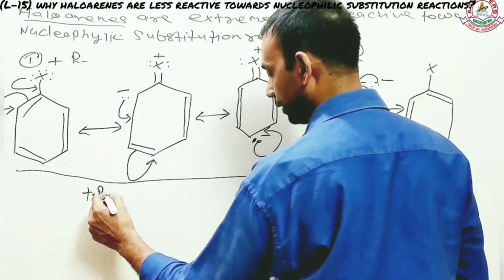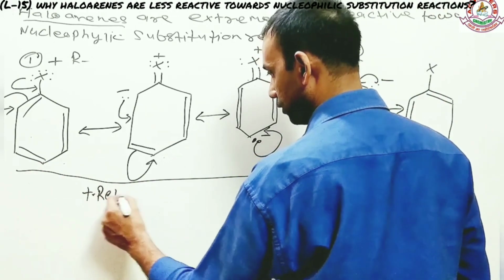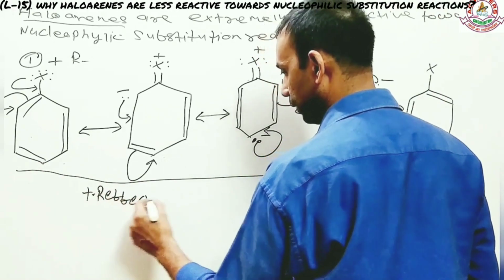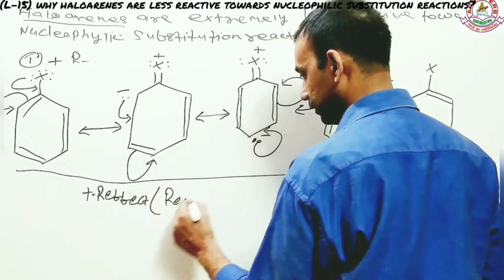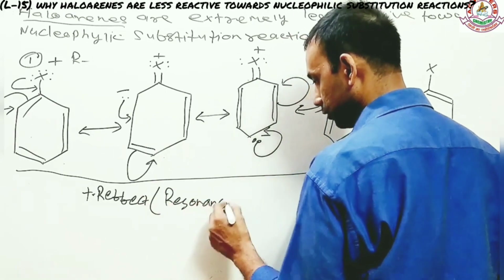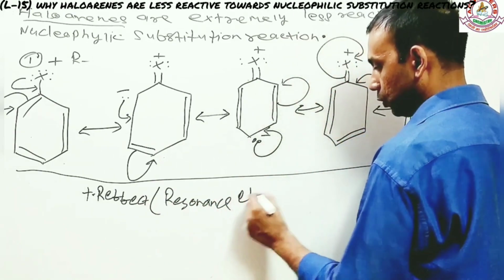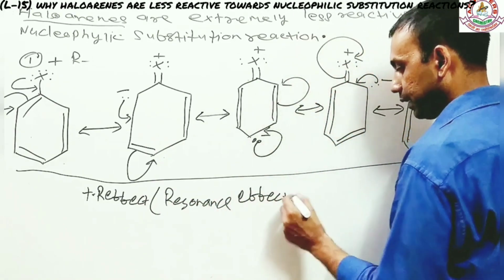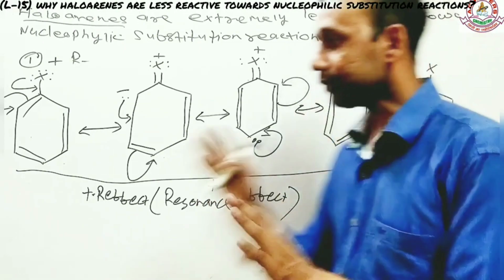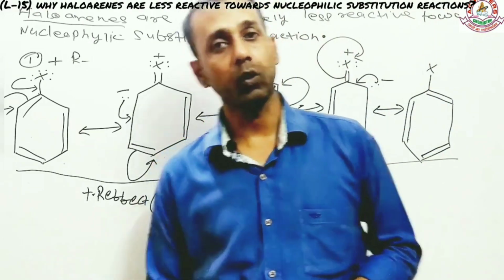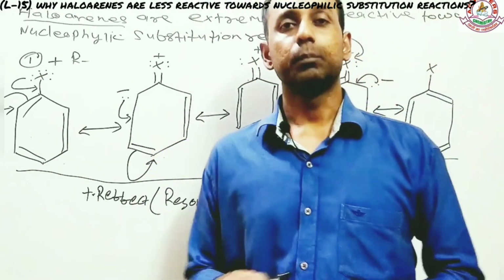They represent the plus R effect, called the resonance effect. So let me come back to the topic again and explain. So this is the plus resonance effect. I was saying that all the haloarenes are not reactive towards any nucleophile because of four reasons.